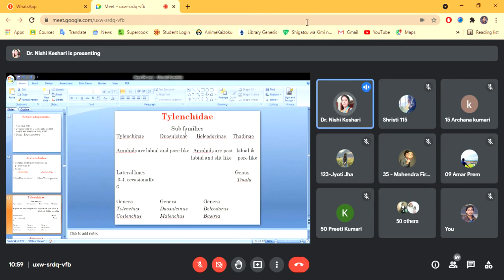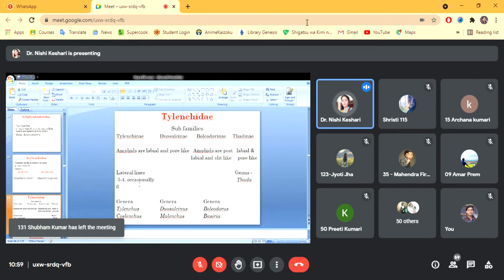the first one is Tylenchidae. Tylenchidae has four subfamilies: Tylenchinae, Duosulcinae, Boleodorinae, and Thadinae. Here the amphids are labial and pore-like, meaning in both Tylenchinae and Duosulcinae the amphids are labial and pore-like. Here the amphids are post-labial and slit-like, and here they are labial and pore-like. Labial means on the lips, post-labial means behind the lips, and slit means a long opening.